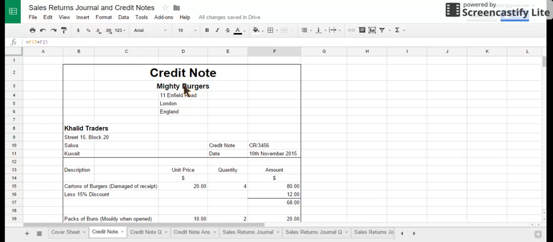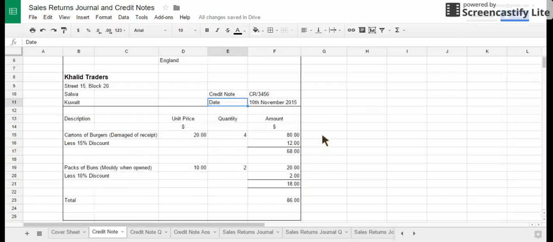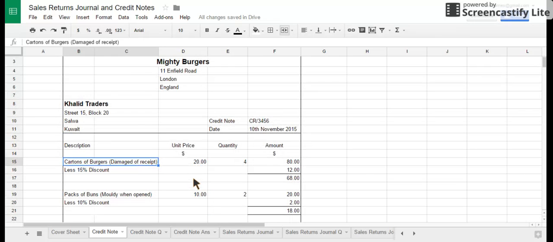It's going to have the supplying company's name, so the company that originally supplied the goods. It's going to have the customer's name and address. It will have a unique credit note reference number, the date of the transaction, and then you're going to have the unit information very much like the debit note. So again, it's the same burgers that have been accepted back now by Mighty Burgers.